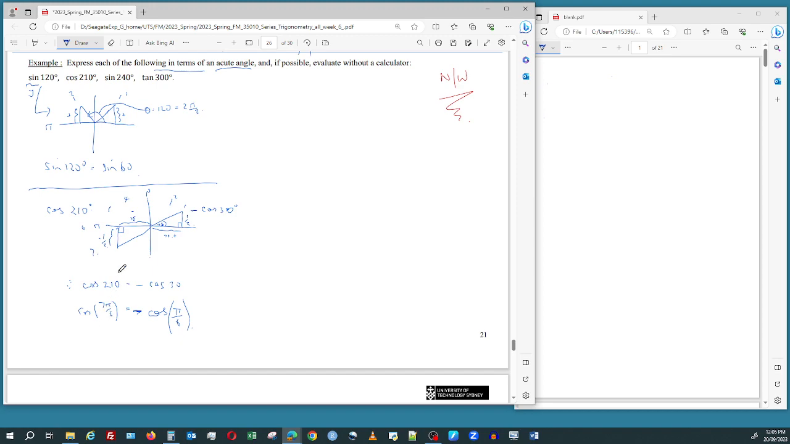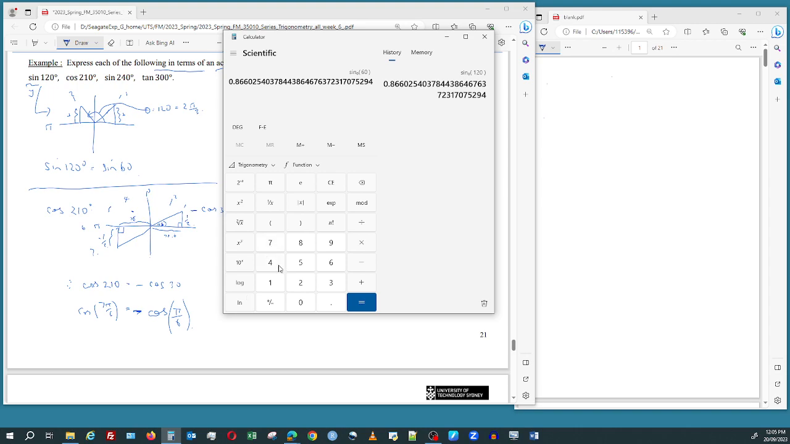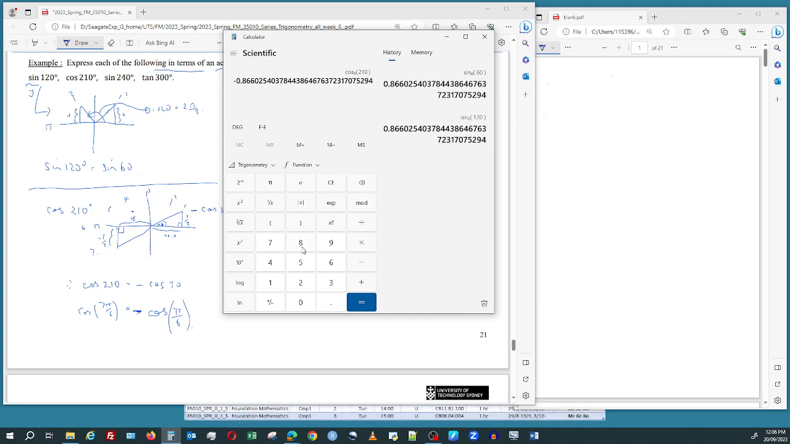Okay, and it says if possible evaluate without a calculator, so we can use the calculator to do that, either in degrees or in radians. So 210 cos will be minus 0.866. 30 cos is plus 0.866.